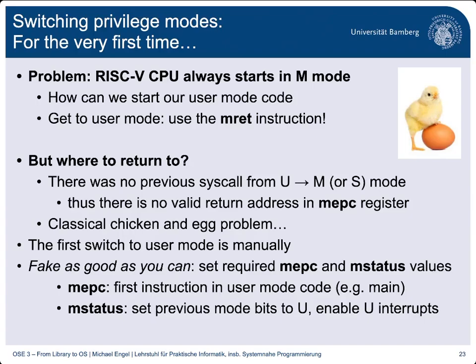Well, that's a classical chicken and egg problem, obviously. So we need to do the first switch to user mode manually. We need to tell the CPU where to return to, and we can do this by writing a value into this MEPC register and also into mStatus to set the previous mode's bits to U and enable interrupts, so the CPU knows that it has to return to U mode. We can use this CSRW instruction to write values into MEPC and into mStatus.